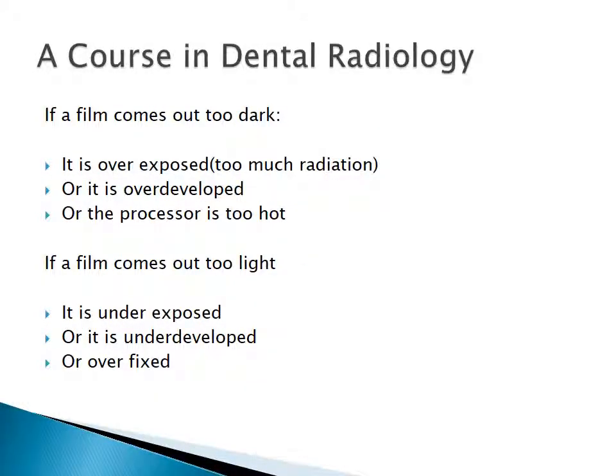So if a film is coming out too dark, it's either overexposed, meaning they're using too much radiation, or it's overdeveloped, meaning they have had it in the developer for too long, or they have their processor temperature too high. If their film is coming out too light, either they didn't expose it long enough, they didn't have it in the developer for long enough, or they had it in the fixer for too long.